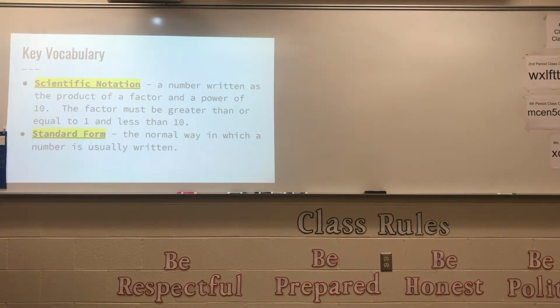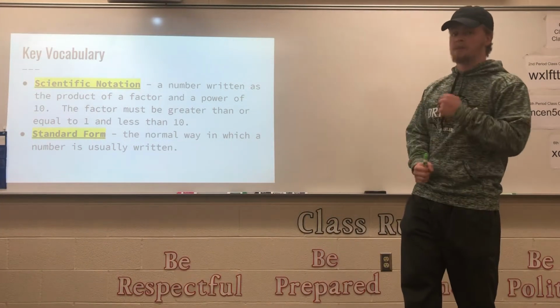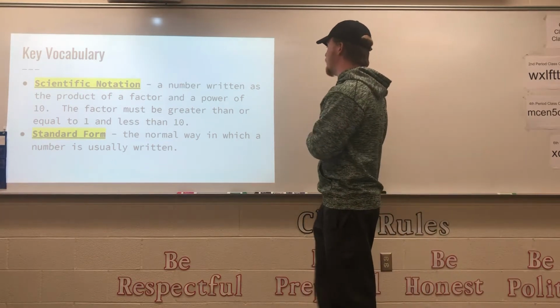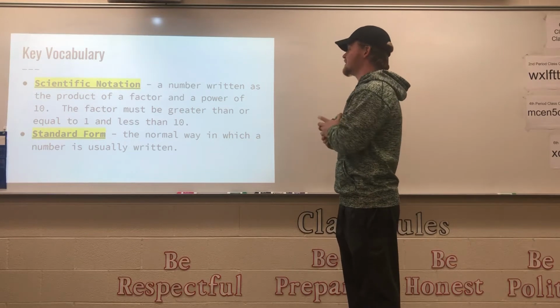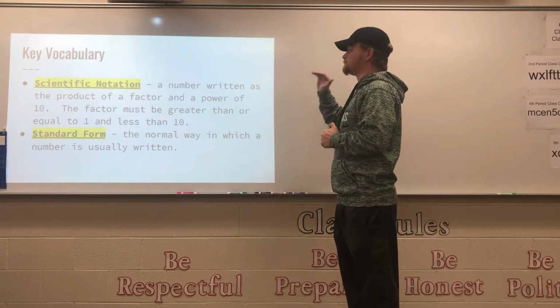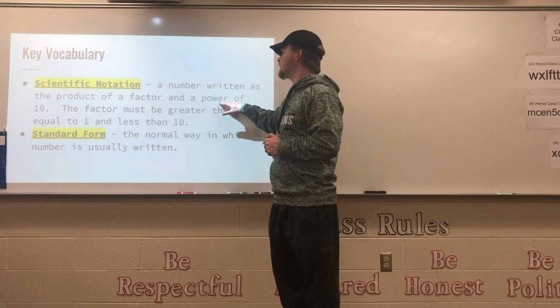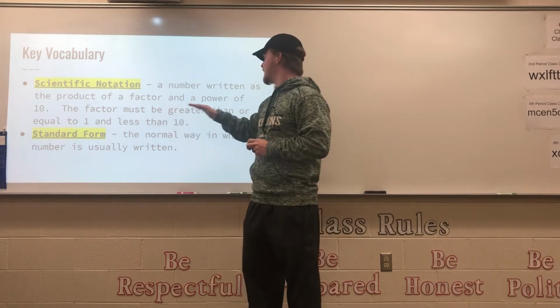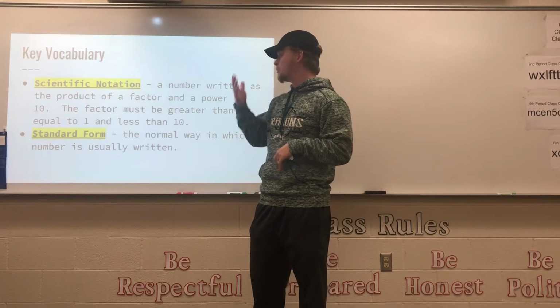So, here are your definitions for this section, which are scientific notation and standard form. Scientific notation is a number written as the product, remember product means multiplication, of a factor and a power of 10. The factor must be greater than or equal to 1 and less than 10. So, key part here, it's a product of a factor and a power of 10, and then that factor, whatever the factor is, it has to pretty much be between 1 and 10. Okay, it cannot be smaller or bigger than those numbers.